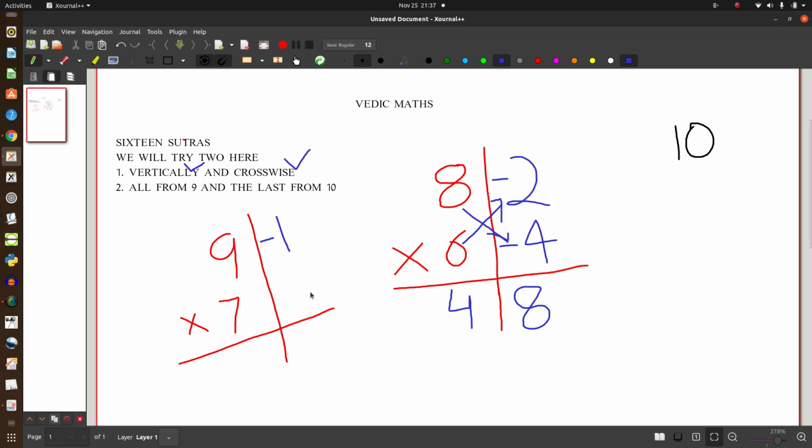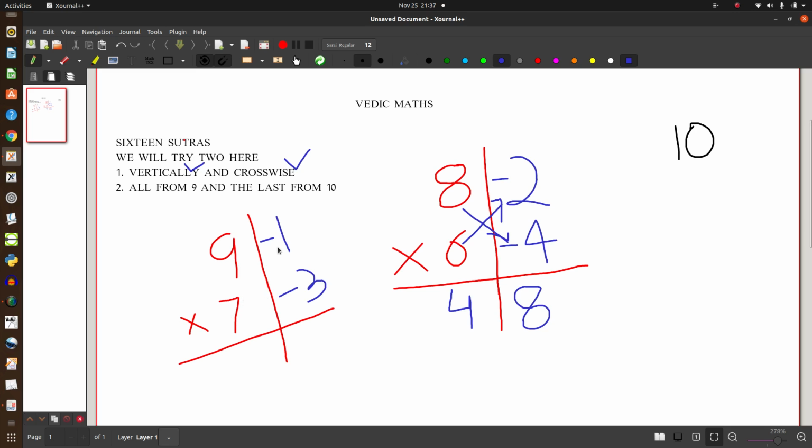And 7 minus 10, I'll get minus 3. So this is what I got. So if I have to see what will be the solution over here, I first go crosswise. I can take 7 with minus 1, or 9 with minus 3. Any one I can take.